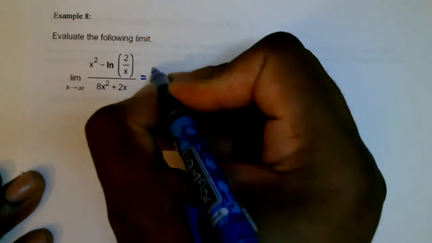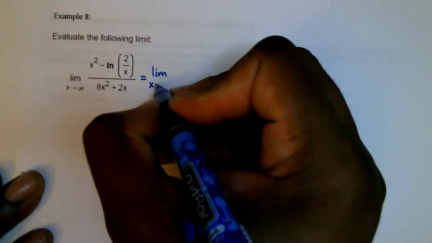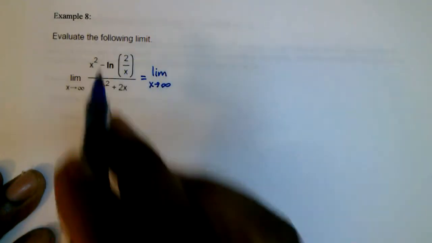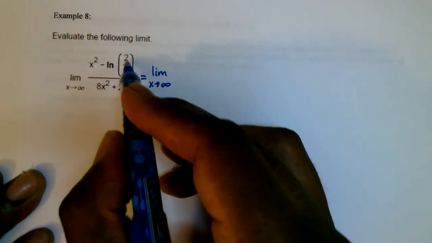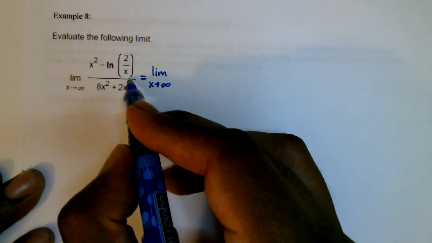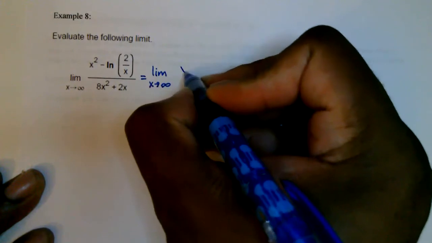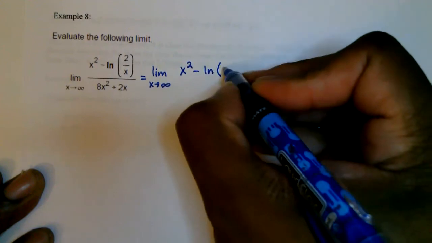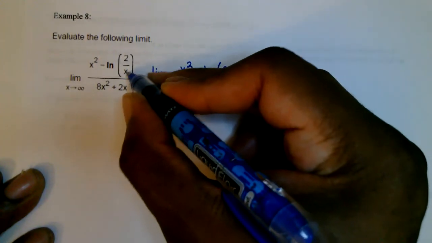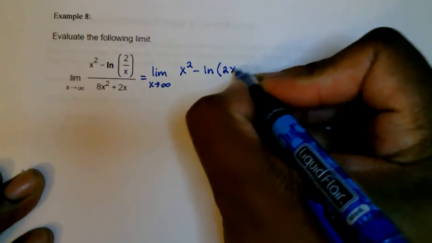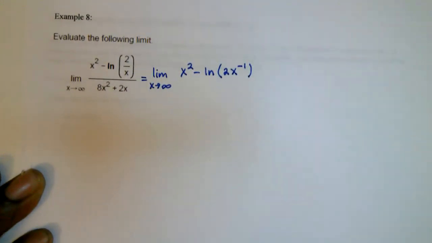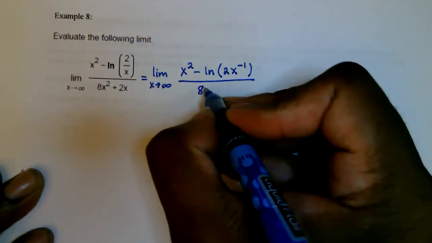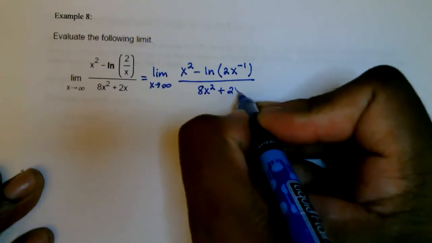All right, so here's what we got. Bring up the limit as x approaches infinity. Before I take the derivative, I need to write that 2 over x as an expression with a negative exponent. So I'm going to bring over x squared minus ln of 2 times x to the negative 1, since if I take x out of the denominator it becomes x to the negative 1. All that's divided by 8x squared plus 2x.